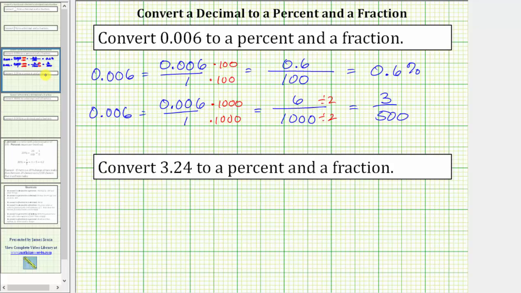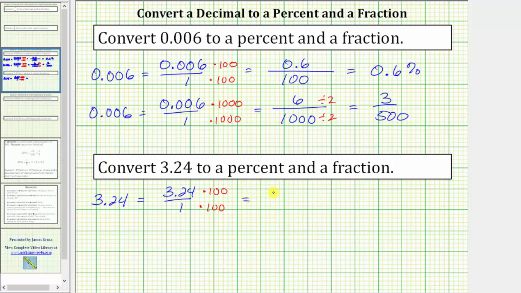Let's look at a second example. Let's first convert 3.24 to a percent. 3.24 as a fraction is equal to 3.24 over 1. If we can write this fraction with the denominator of 100, we will know the percentage. To create an equivalent fraction with the denominator of 100, we multiply the numerator and denominator by 100.